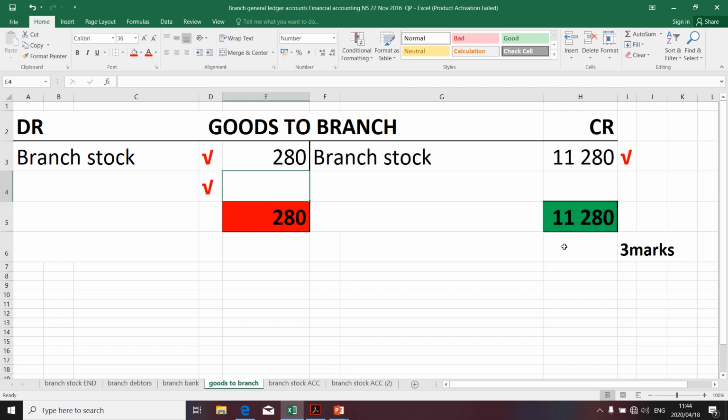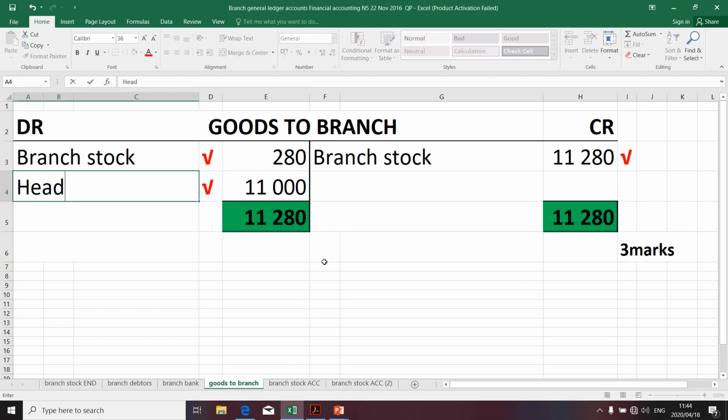I'm going to take that amount. I'm going to say this amount and I'm going to deduct that amount. As you can see, the two are equal. Now the description will be head office, head office trade account.